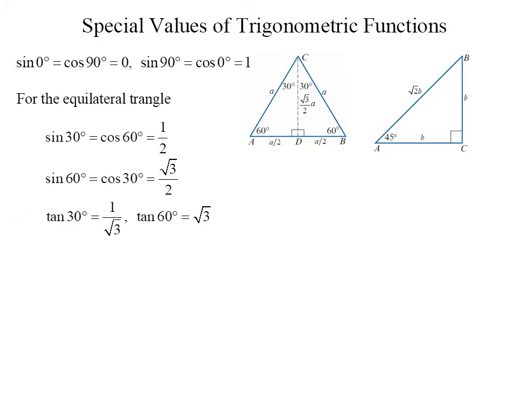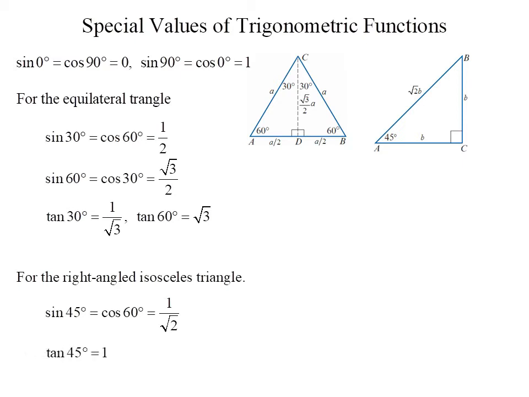Accordingly, tangent 30 degrees equals sine 30 degrees divided by cosine 30 degrees, which equals 1 over square root 3, while tangent 60 degrees equals square root 3. The triangle on the right is a right-angled isosceles triangle. Hence, sine 45 degrees equals cosine 45 degrees, that equals 1 over square root 2. Hence, tangent 45 degrees equals 1.